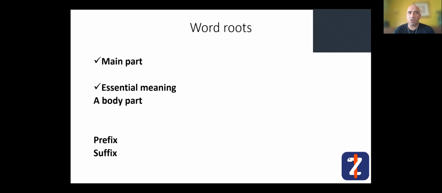There is the root word. These words have roots. You have the main part of the word, with an essential meaning, like a body part. It gives you a lot of different clues. You could look at a word and it could be overwhelming because it's large and long, but by breaking it down, it makes a little more sense. Then there are prefix as well as suffix. Pre means before, suffix is after, and they give you clues in knowing a word.